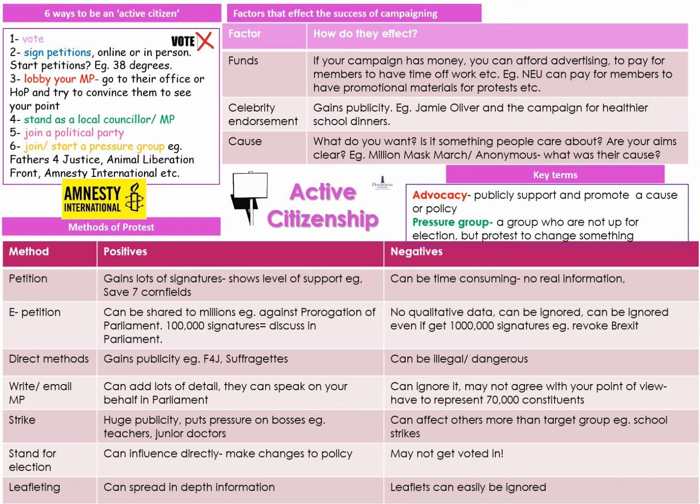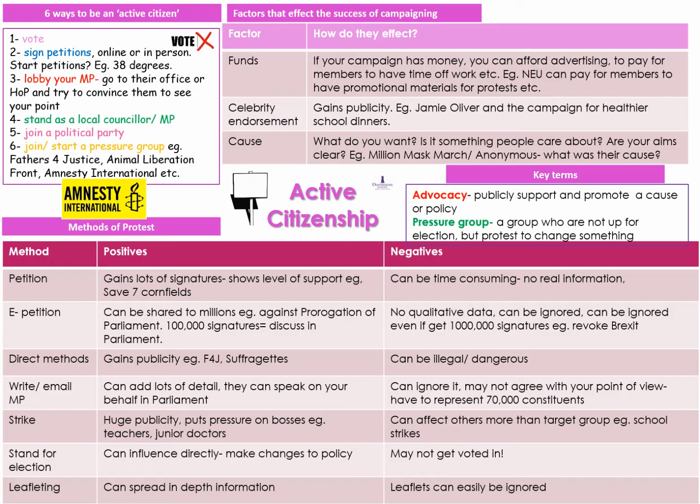Active citizenship is its own unit. It's the first bit in your exam. However, all the things that come up in active citizenship can come up in any of the 4 modules. So very often you might get questions in Life in Modern Britain, an 8-mark question on the usefulness of petitions for campaigning or pressure groups, or basically for any of the units they can ask you that. So it's really important you know the core issues to do with active citizenship inside and out.